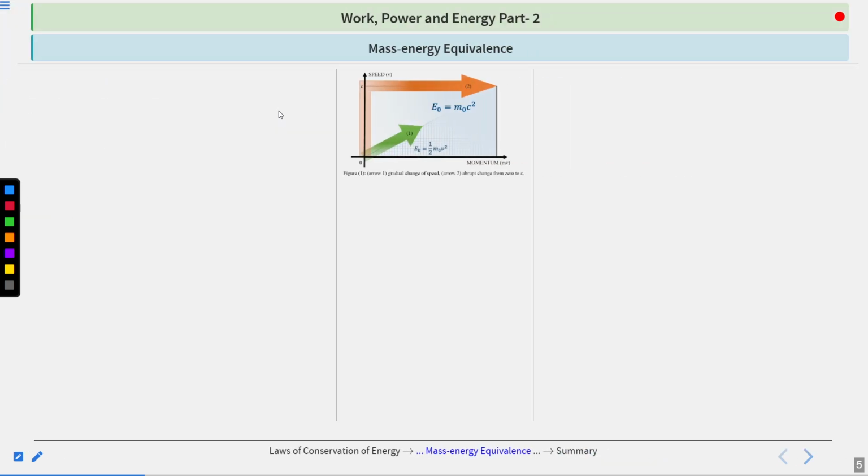After this, we have finished the law of conservation of energy. It simply says that energy could not be created and could not be destroyed. It is always there.